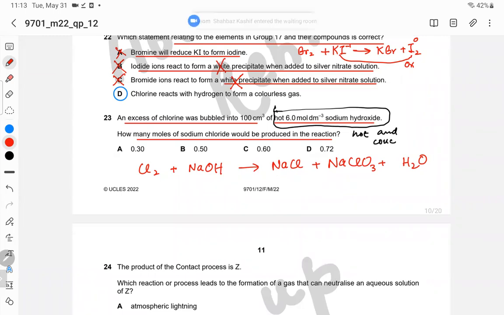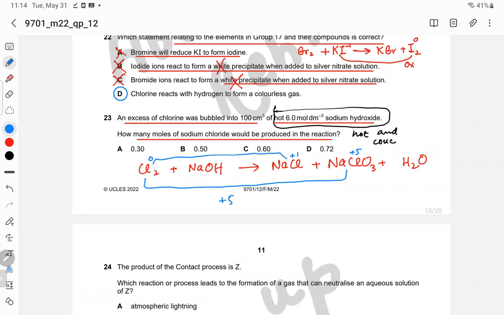So if you will balance this equation, let me show you how to balance it. Chlorine is 0 over here. Here chlorine has a +1 charge and here chlorine has a +5 charge. So one chlorine is having a change in oxidation number of +5 and the other chlorine has a change in oxidation number of -1. So we have to make it times 5.